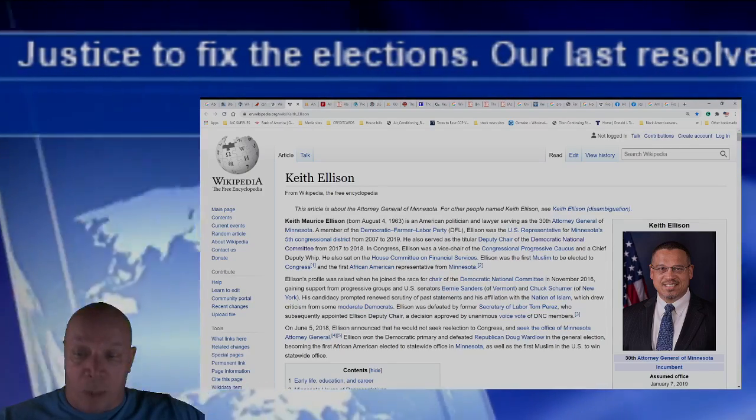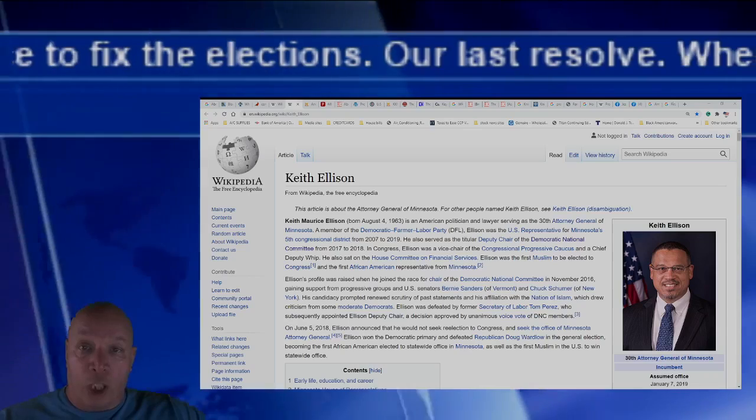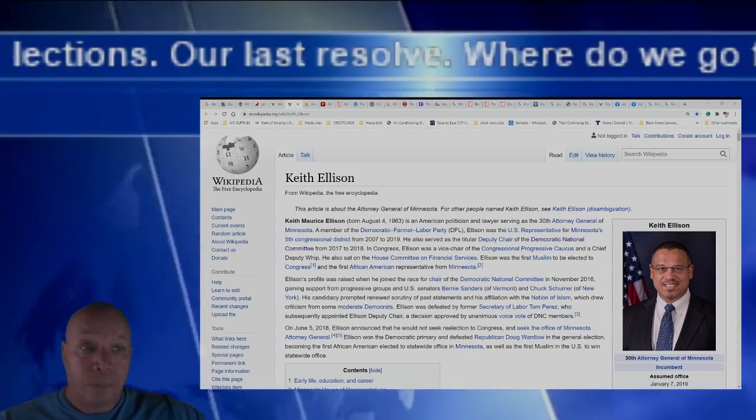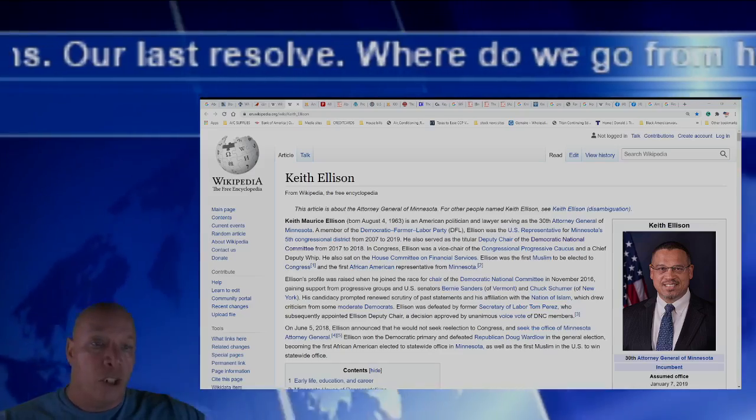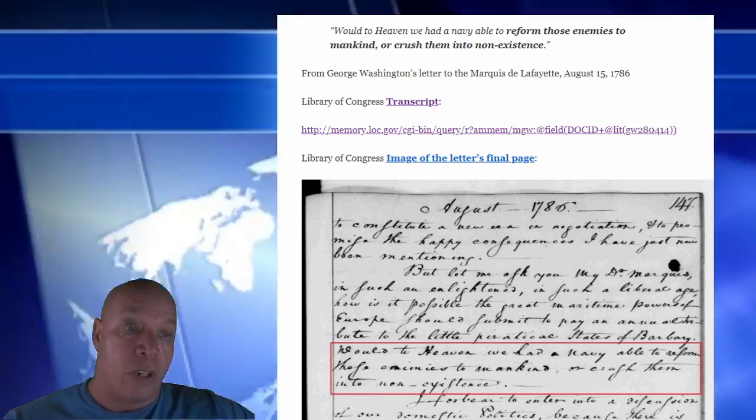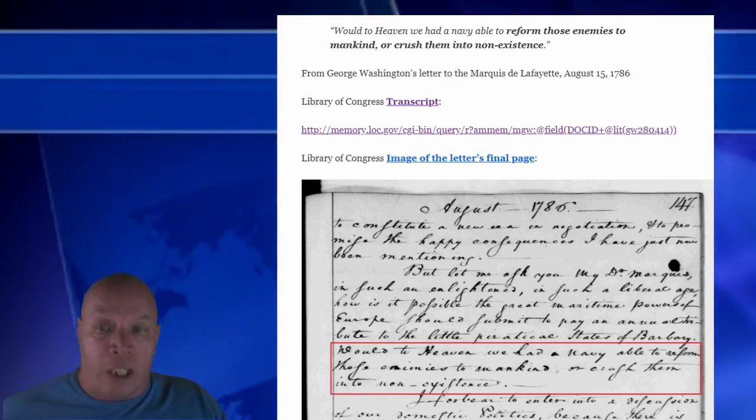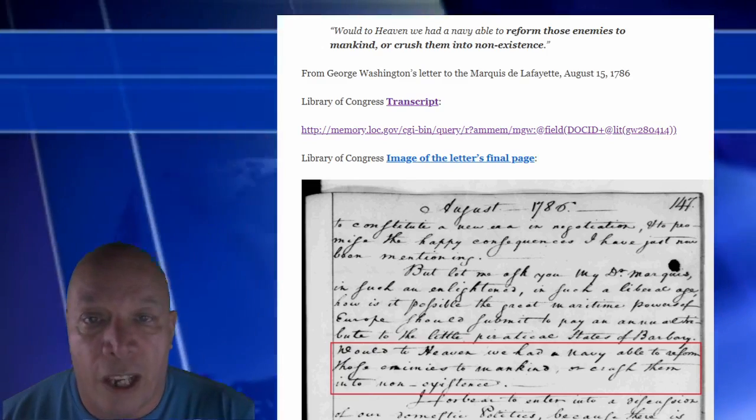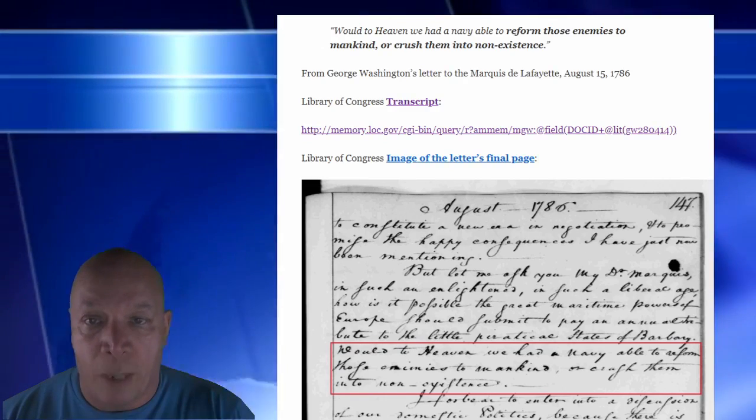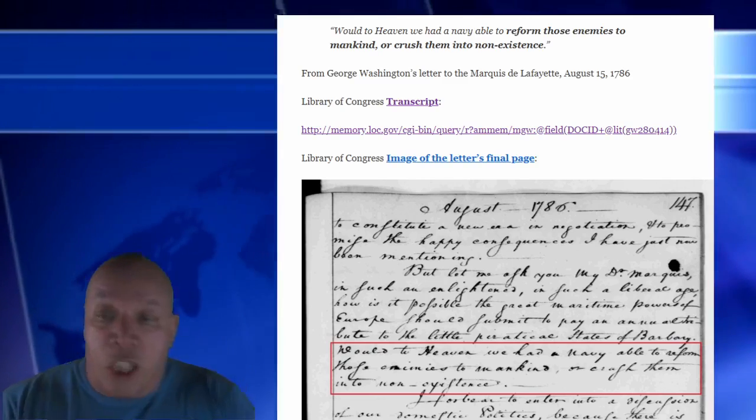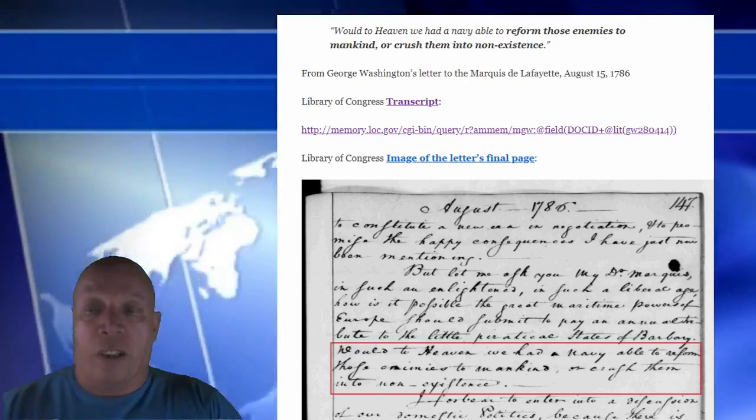This is an unquestionable fact, of which, if we look here, this is an actual letter from George Washington. And in this letter, George Washington states, in reference to the first war with the totalitarian barbarian Islamic Muslims, in referencing finding out why these people were attacking our ships in the early days, he says here, "Would to the heavens we had a navy able to reform those enemies to mankind or crush them into non-existence." So this is what George Washington felt about the totalitarian Islamic Muslims.